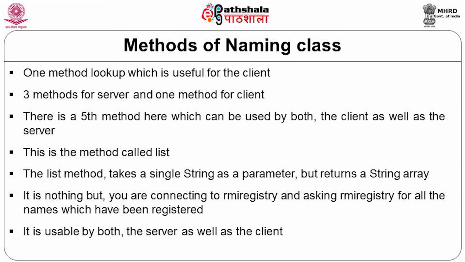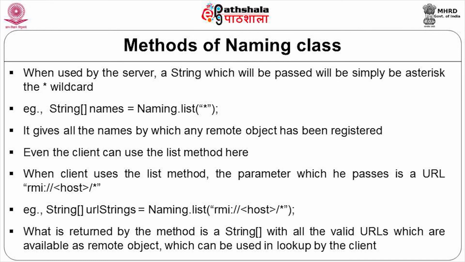It's nothing but you're connecting to a RMI registry and asking the RMI registry to give all the names which have been registered there, or all the registered objects. So it's usable by both the server as well as the client. When used by the server, the string which will be passed will be simply an asterisk, the star, the wildcard. So naming.list on server side, he passes star as a parameter. What he gets back is a list of all the names by which some remote object has been registered.